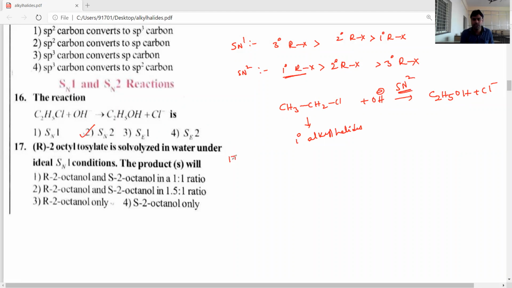Now let's see the 17th question, which is very important. Tosyl group, octyl, 1, 2, 3, 4, 5, 6, 7.